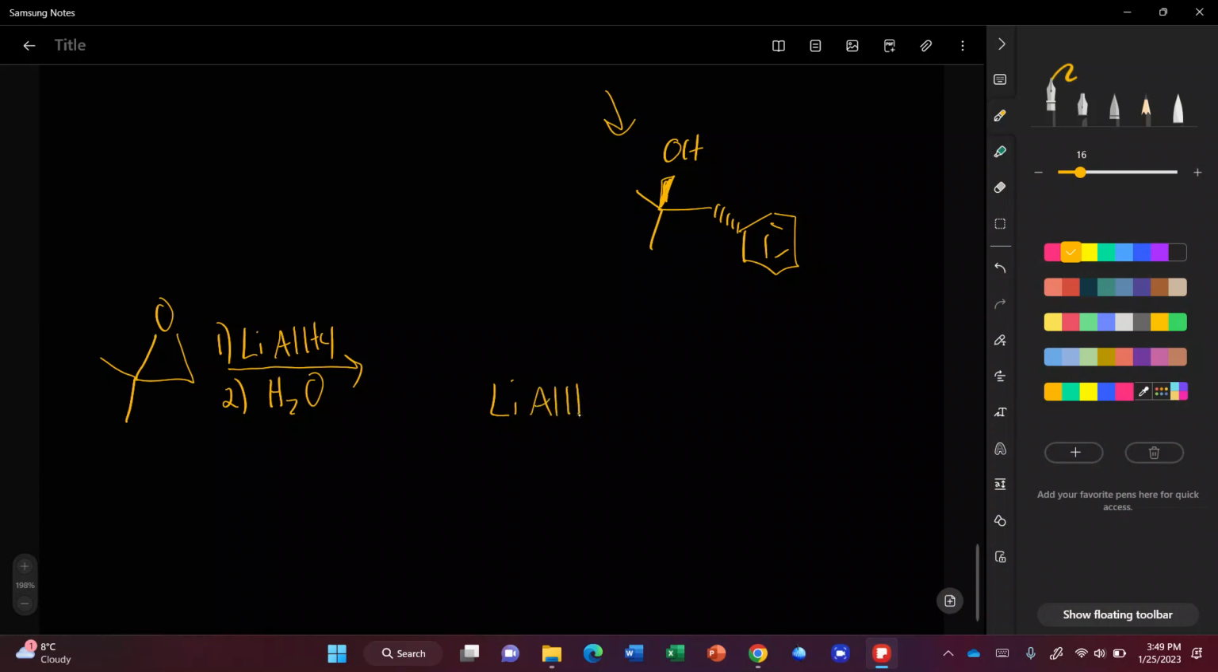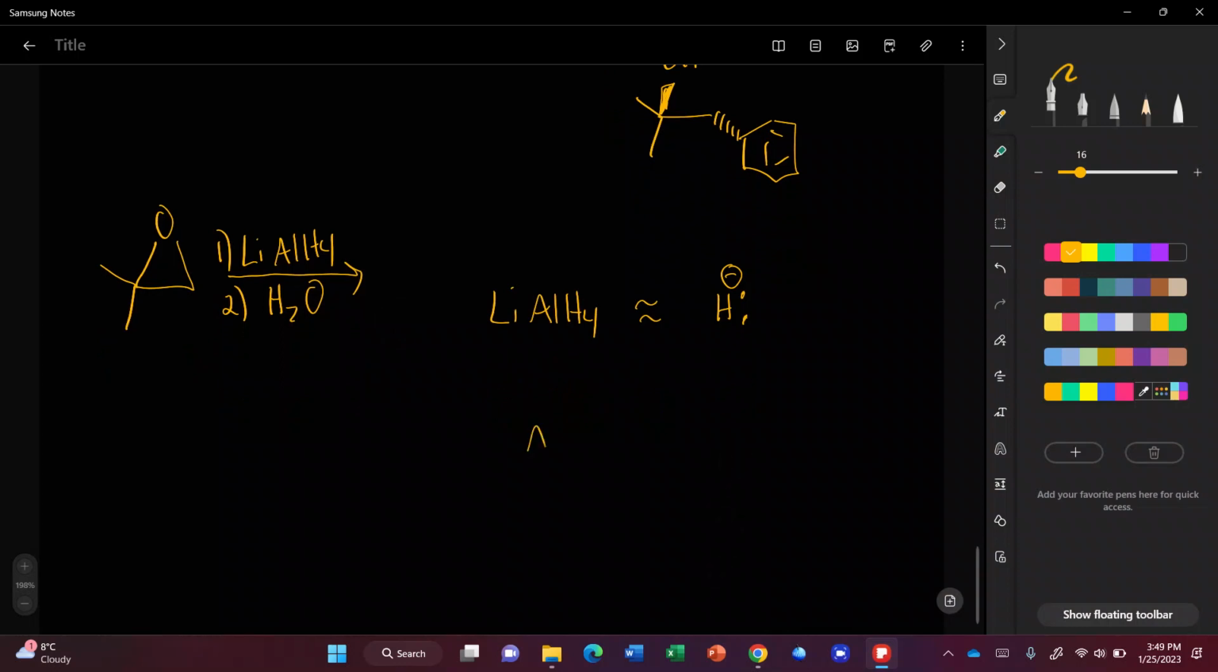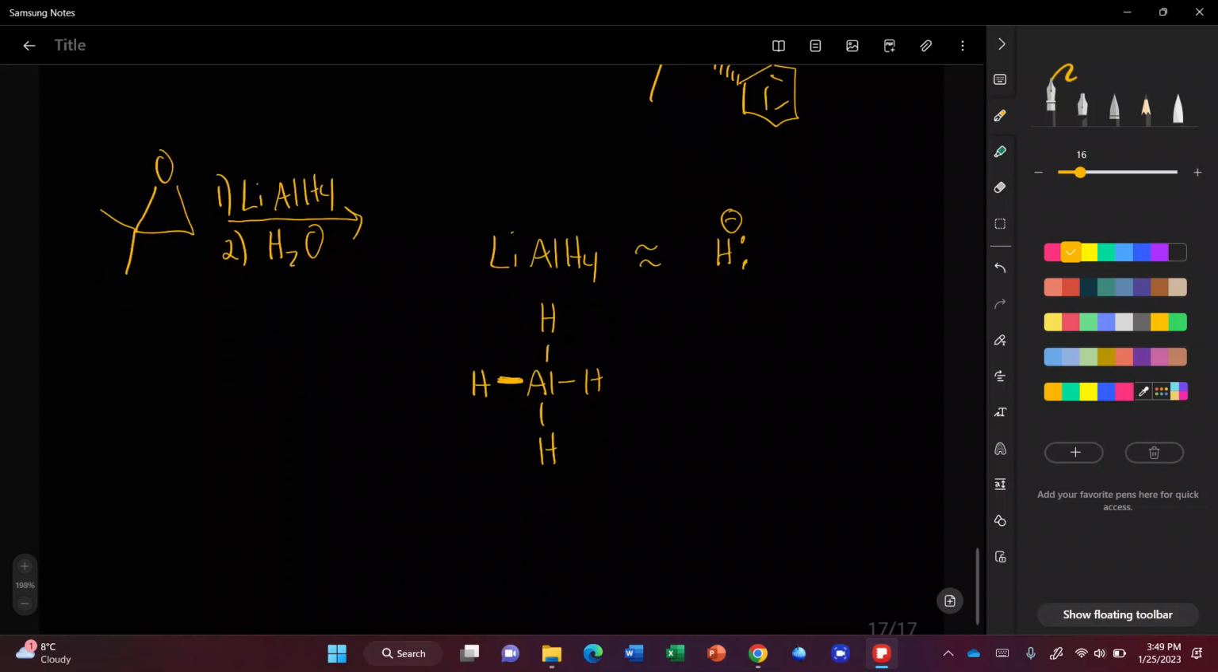If you ever see LiAlH4, I want you to think about it as just H-. It's not technically H-, but it's going to behave in the same way. The reality is that it's actually the sigma bond. So the aluminum-hydrogen sigma orbital is the nucleophile. So this right here is the actual nucleophile. But the mechanism is the same as if it were just H-.